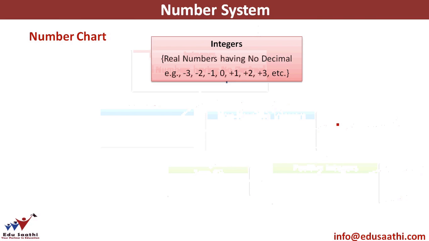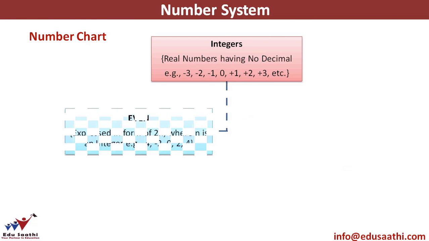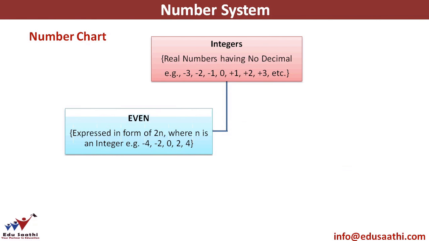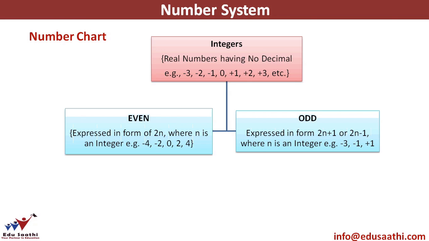Let's move ahead and look at integers in another way. Integers can be classified as even or odd. Any number that can be represented in the form of 2n, where n is an integer, is an even number. An even number is a multiple of 2. It can be represented in the form of 2n.